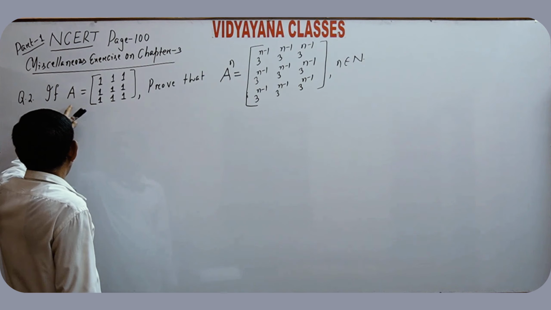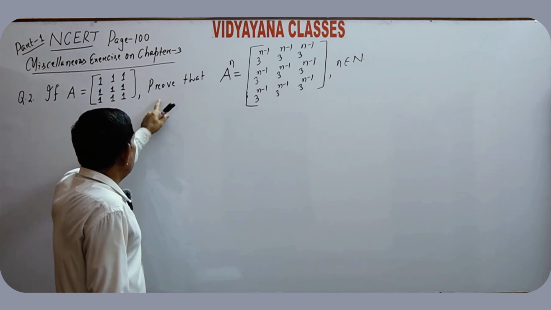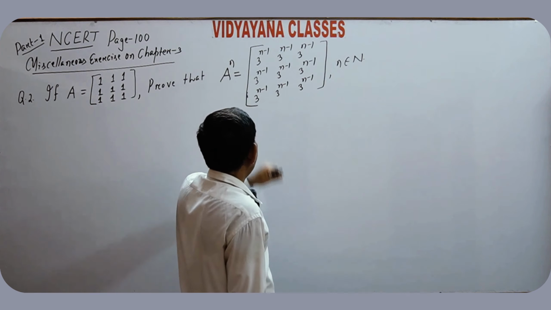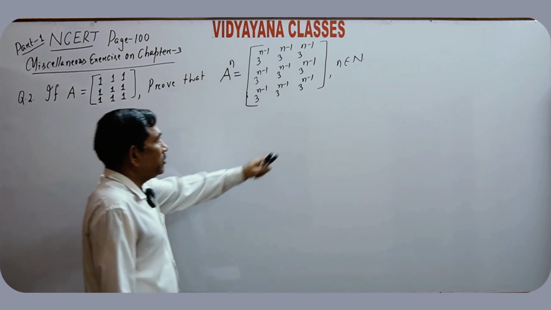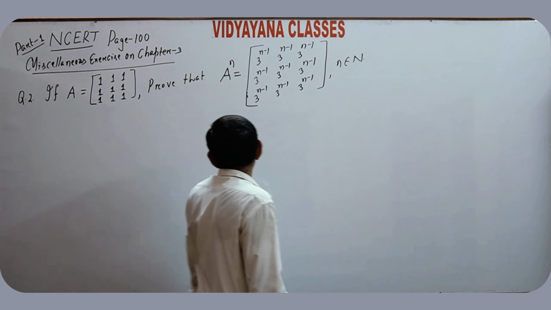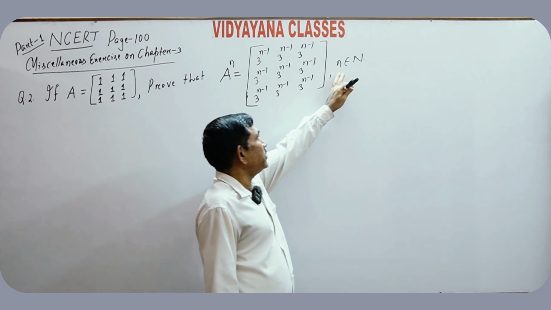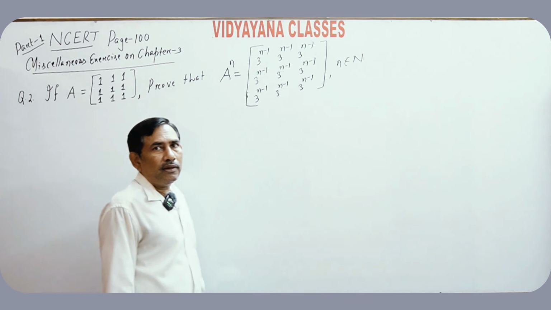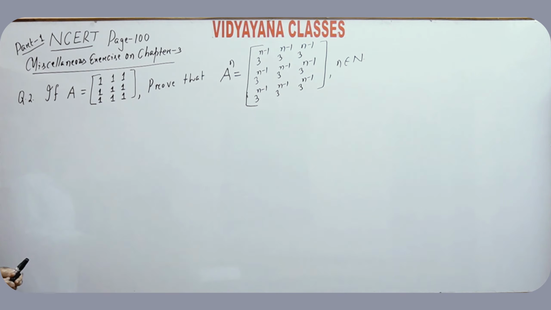Question number 2. If A is a matrix of order 3 having each element unit, prove that A to the n is a matrix of order 3 having each element 3 to the power n minus 1, where n belongs to capital N, a natural number. The statement can be proved by the principle of mathematical induction, since n belongs to capital N. Mathematical induction is applicable when n belongs to capital N.